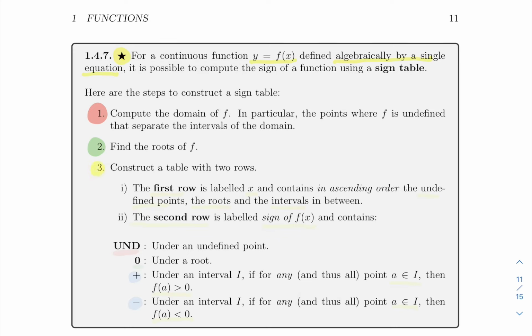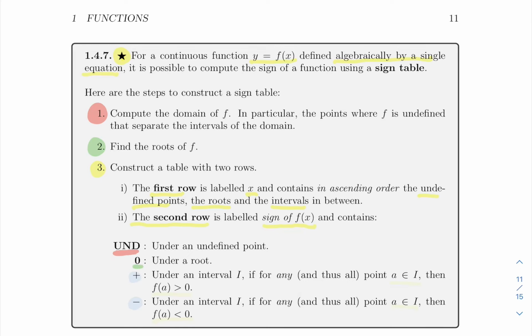So what does the sign table look like? It will be a lot clearer with an example. I'm just going over the methods for now. There are two rows. The first row is just labeled by x. And then in that row you put the important columns coming from the undefined points and the roots. And in between the undefined points and the roots, you're going to have intervals. And then the second row, which you label simply the sign of f(x), will contain one of the following four things. If you have a point where it's undefined, you put in the second row undefined. If you have a column where the x value is a root, you put a 0.